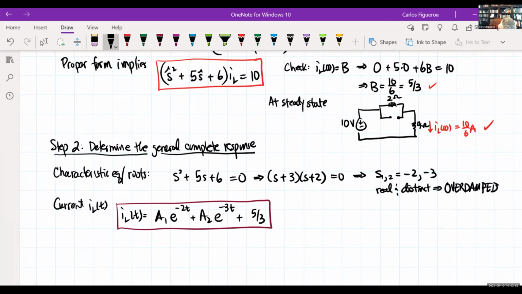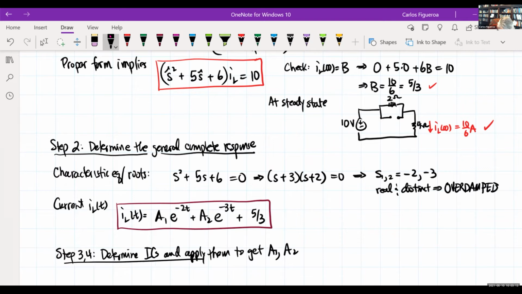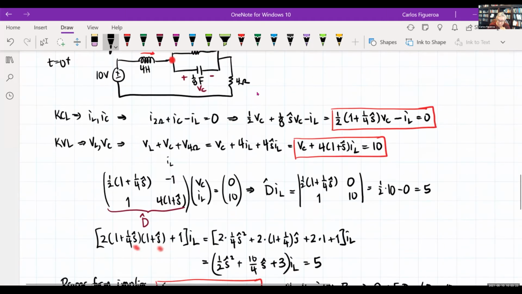So now I typically do step 3 and 4 together. So I'm going to determine initial conditions and apply them to get A1 and A2. Let's go do that. I have to go get the 2 first order equations. Let's go get them. So I'm going to just highlight these guys and just bring them down and then clean them up a little bit.